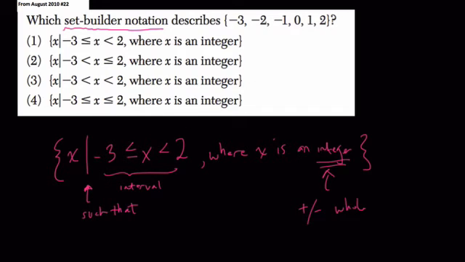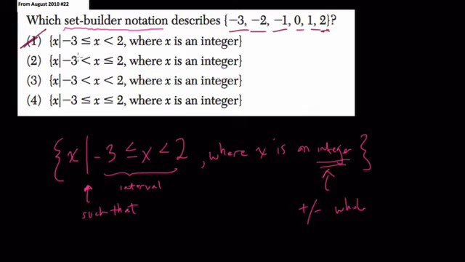So if you look at our actual set right here, we have -3, -2, -1, 0, 1, and 2. Those are all integers, and they are greater than or equal to -3, so that part's right. But 2 is actually included. So this one's out because it says x has to be less than 2.